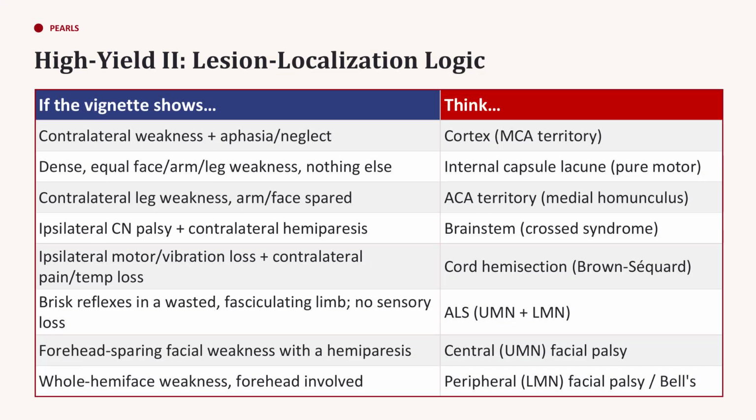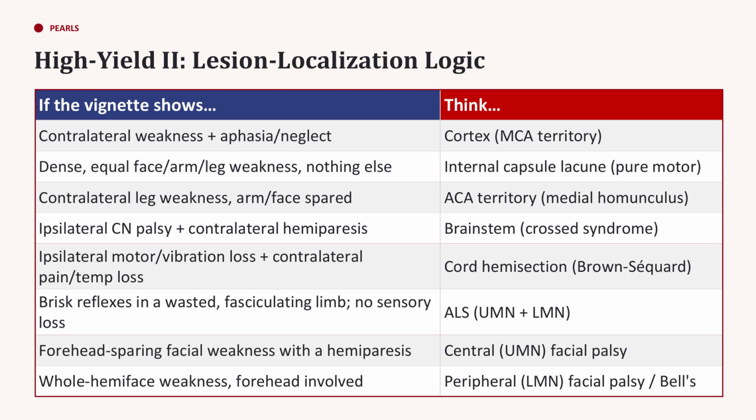This is a pattern recognition cheat sheet. The reverse lookup you will actually run during an exam. Read the left column as the clinical picture and the right column as the answer. Contralateral weakness with a cortical sign like aphasia or neglect is cortical, usually MCA. A dense hemiparesis that hits face, arm, and leg equally with nothing else is the internal capsule lacune. Contralateral leg weakness sparing the arm and face is ACA. An ipsilateral cranial nerve palsy paired with contralateral hemiparesis is a brainstem crossed syndrome, and the specific nerve tells you the level. Ipsilateral motor and vibration loss with contralateral pain and temperature loss is Brown-Séquard.